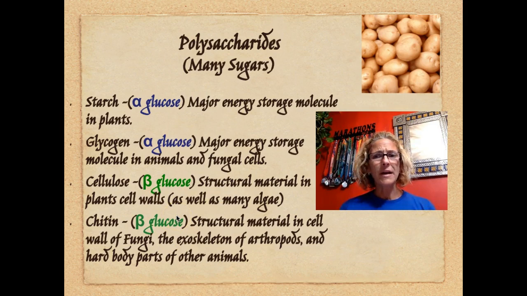Do you need to memorize which is alpha, which is beta? No. But is it good to recognize that the different shapes give it different properties? Yes. So you should be able to explain that.